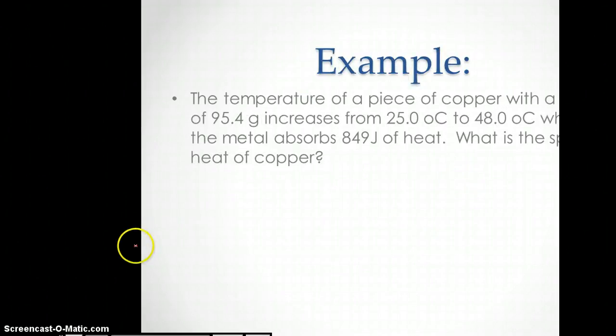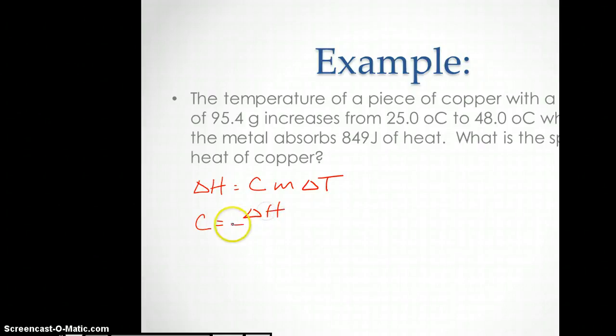Okay, so let's look at an example using our new formula. Delta H equals C m delta T. All right, the temperature of a piece of copper with a mass of 95.4 grams increases from 25.0 degrees Celsius to 48 degrees Celsius when the metal absorbs 849 joules of heat. What is the specific heat of copper? So we want to solve for the specific heat. If we rearrange our formula, then the specific heat will equal delta H divided by m delta T.